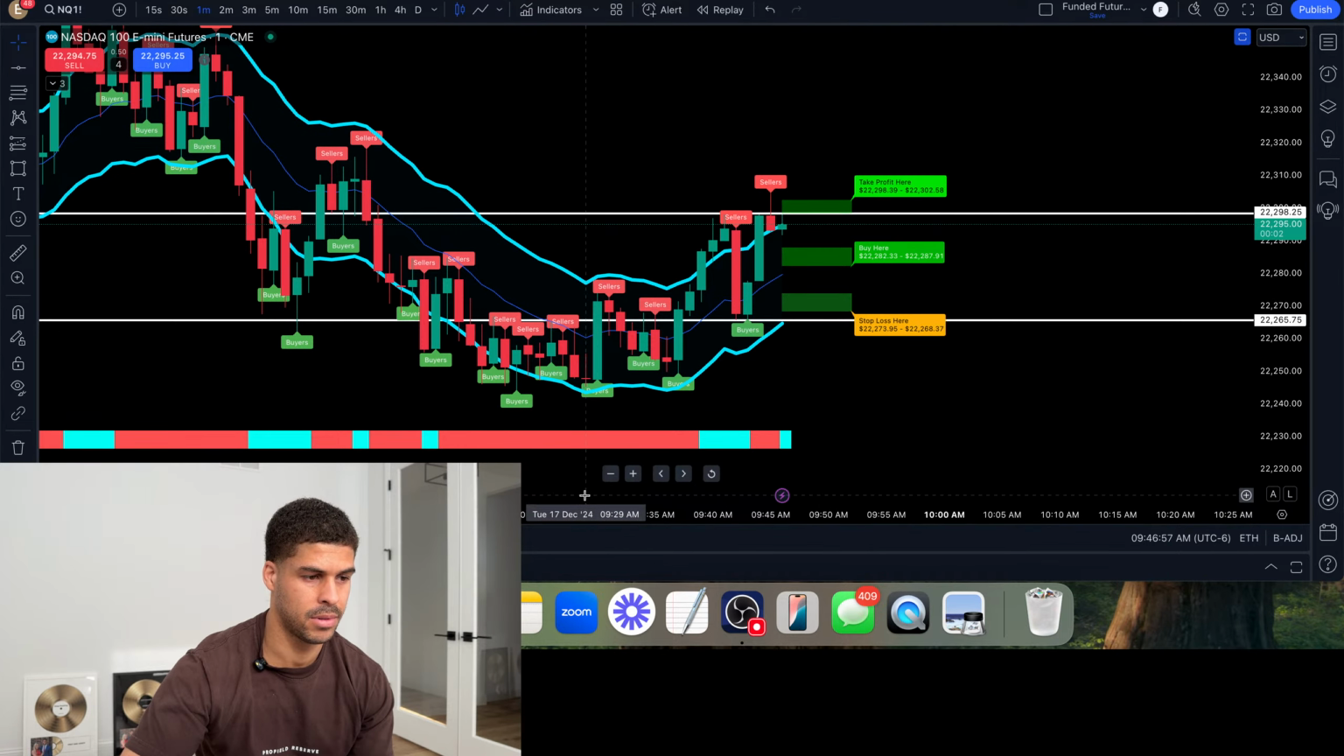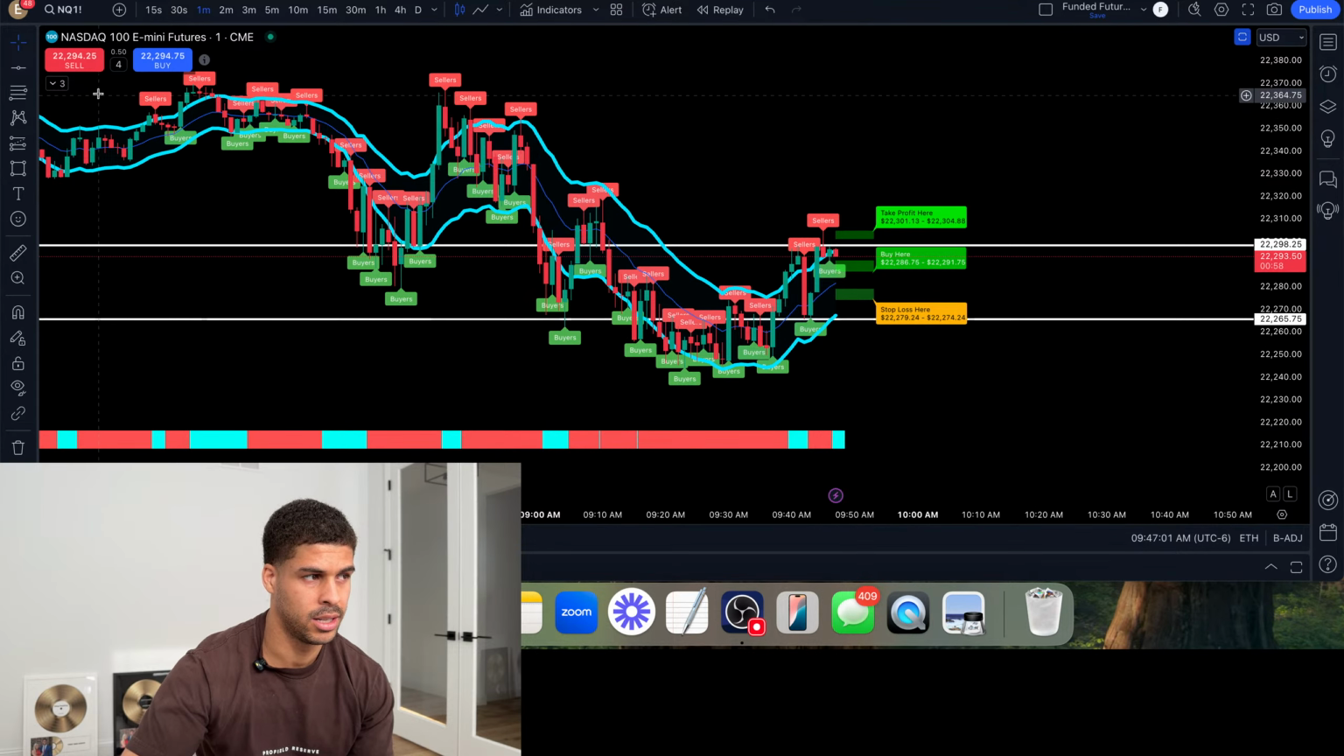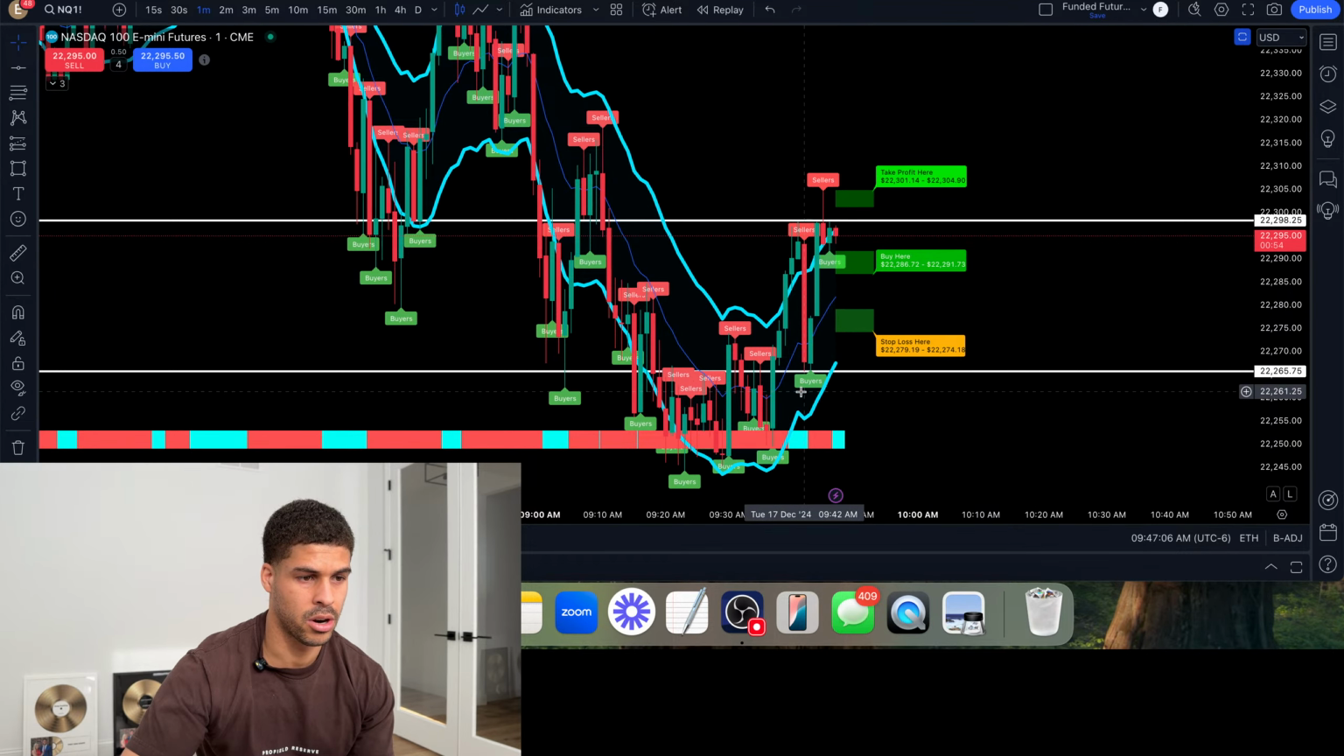We've seen a lot of chop, and one of the hardest things to do as a trader is to not push that button that says buy or sell and just be patient and wait. Looks like we are starting to build up a little bit more. Here's kind of how I'm reading this.